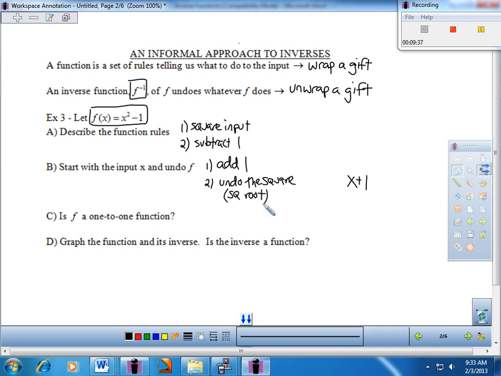Okay, so I take what I have now. I've taken my input first, I added 1. This is what I have. And now I take that and I square root. Now notice the phrasing, no?